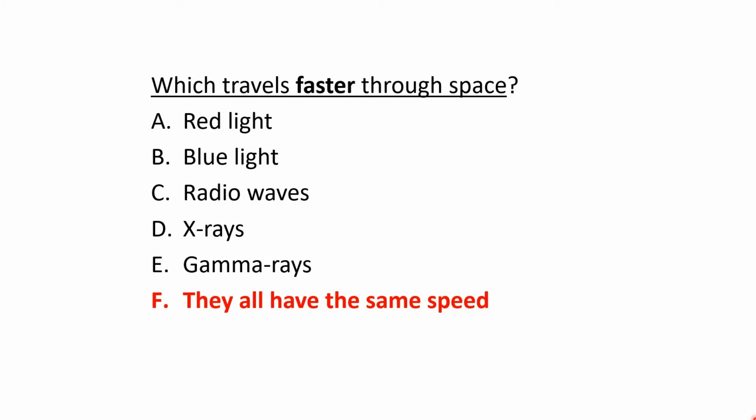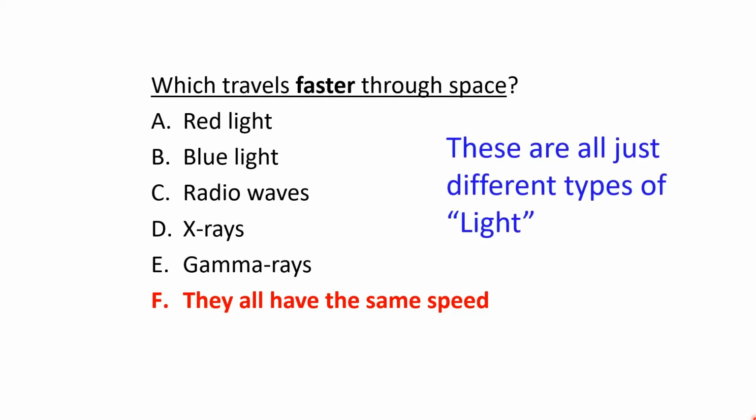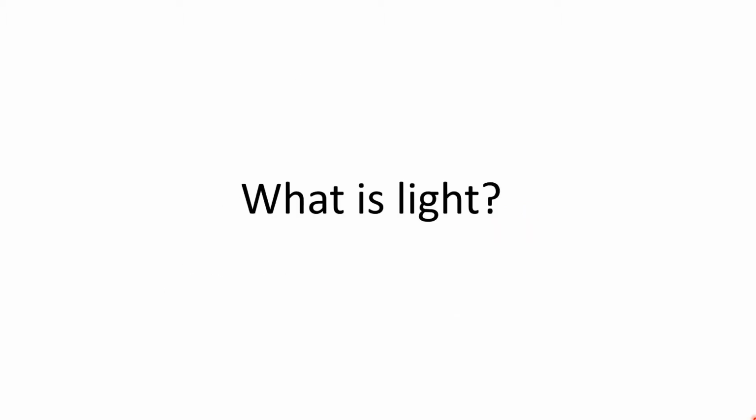The reason why is that all of these options are just different types of light. If you've never heard X-rays or gamma rays referred to as light before, it'll make better sense if we address this question: what is light? To answer this question, I need to give a short overview of an electric field.